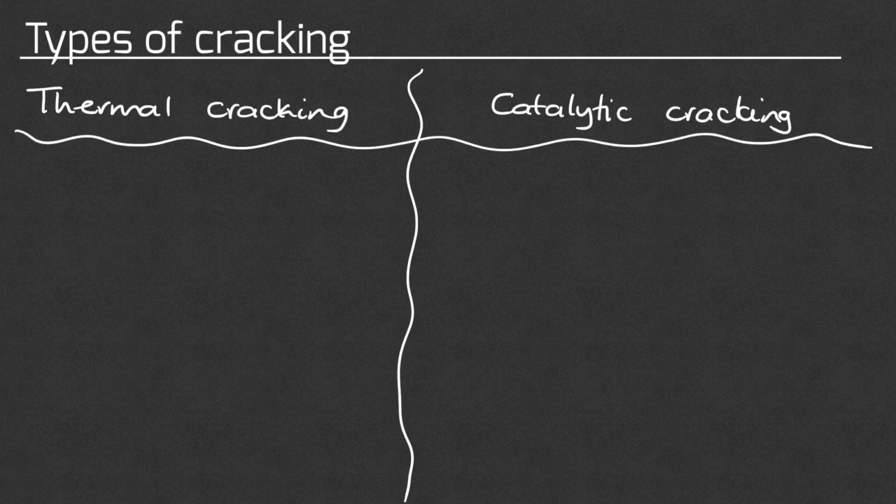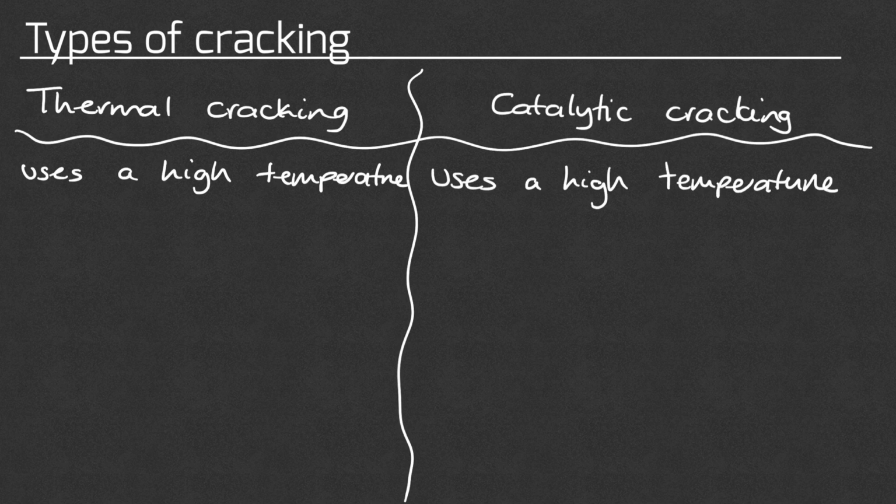There are 2 different ways we can do cracking. There are 2 different methods you can follow. You can either use thermal cracking or you can use catalytic cracking. Thermal cracking uses a very high temperature, about 1000 degrees C. Catalytic cracking also uses a high temperature, but only about 500 degrees C.